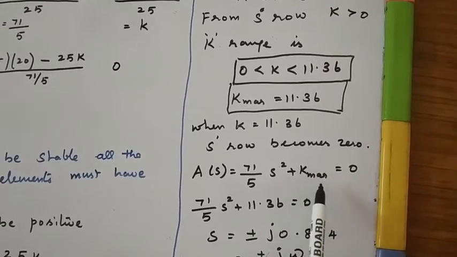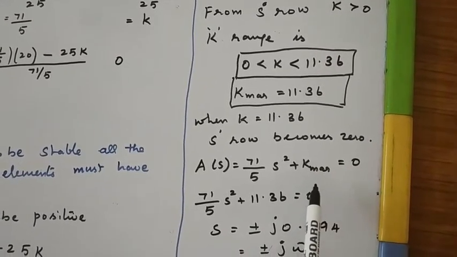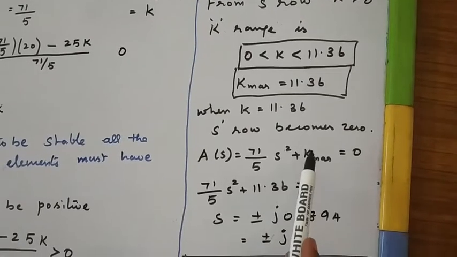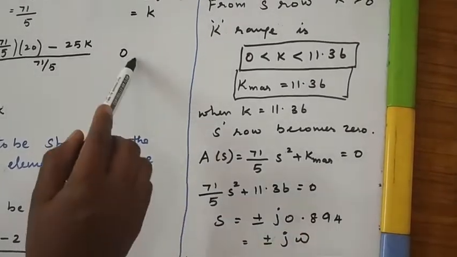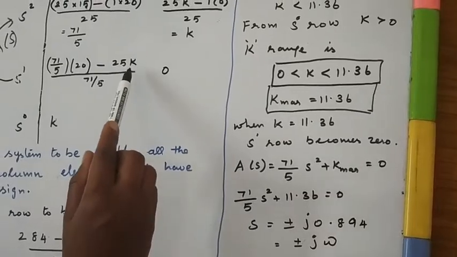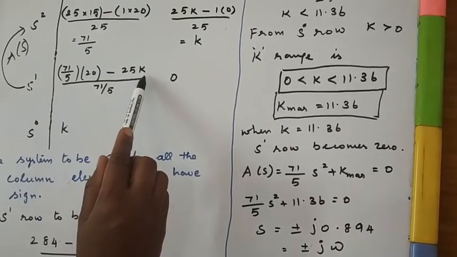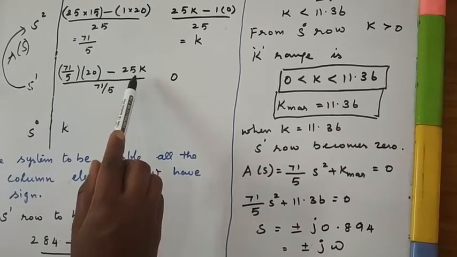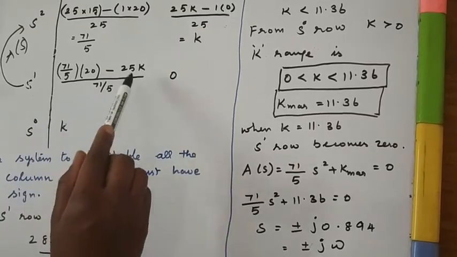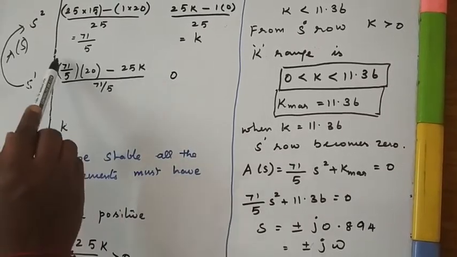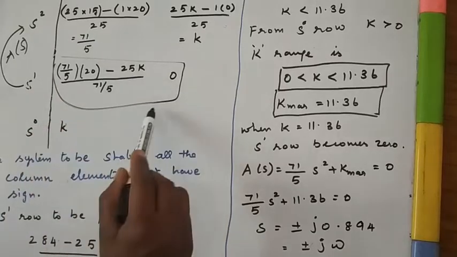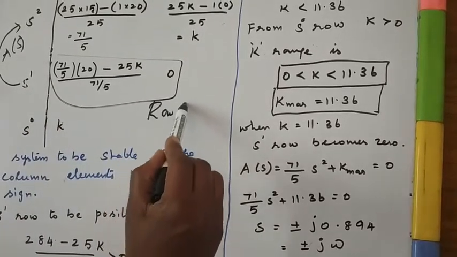Here I have to substitute the k value as k marginal, because when I substitute the k marginal value here, this row becomes a row of zeros. If you put k here as k marginal, and substitute 11.36 over here, this term completely becomes 0. This term becomes 0. Then this row will become a row of zeros.